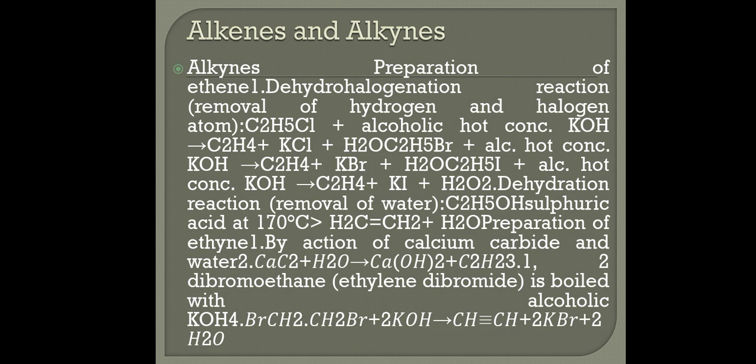Alkenes and alkynes. Preparation of ethene. The first is the dehydrohalogenation reaction, so removal of hydrogen and halogen atoms. C2H5Cl plus alcoholic hot concentrated KOH gives C2H4 plus KCl plus H2O. So you can see the ethene will be formed.